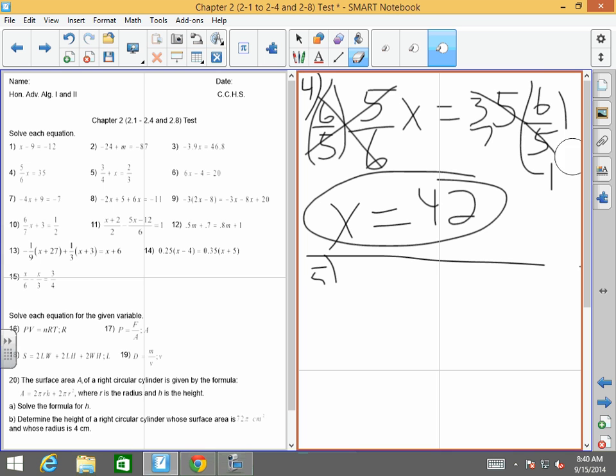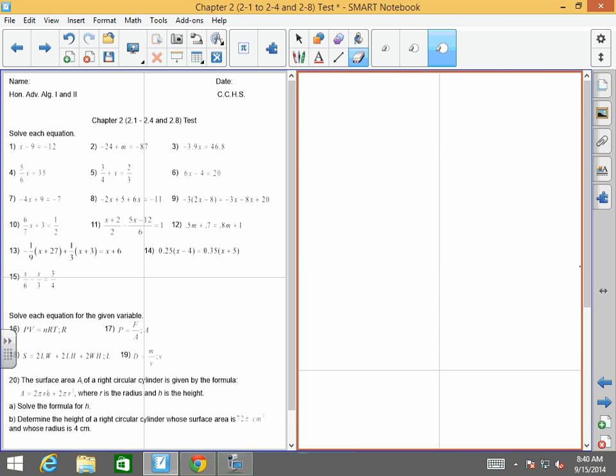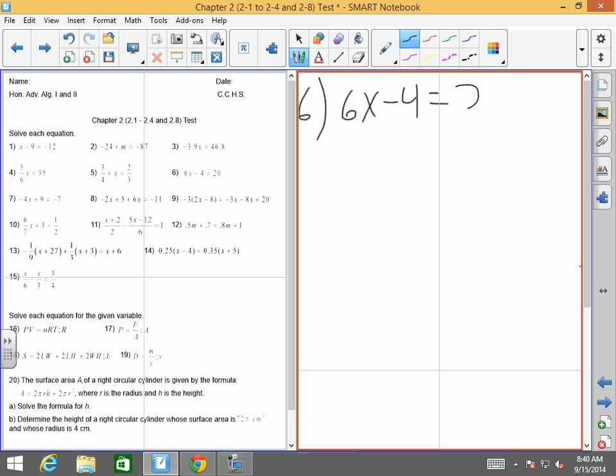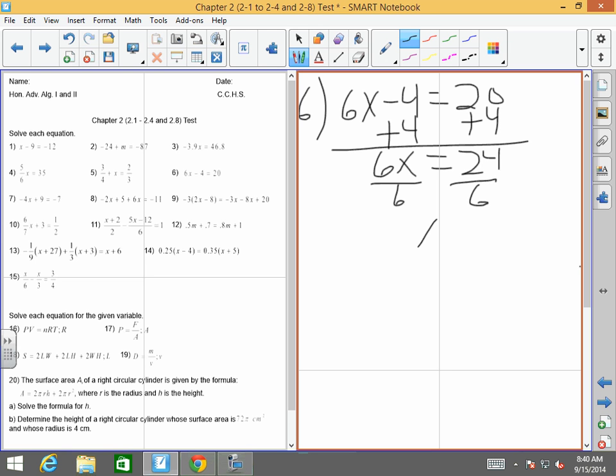Go ahead and clear this out. Okay, number 6. I've got 6x minus 4 equals 20. This is just a simple two-step equation. Add 4 to both sides. 6x equals 24, divided by 6, gentlemen. X equals 4.